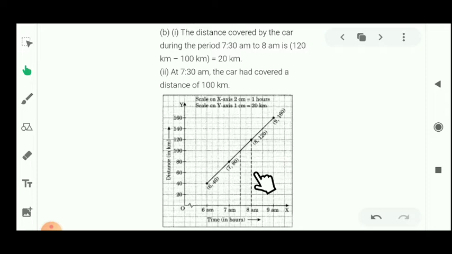And the second part is, at 7:30 am the car had covered a distance of 100 kilometer. You can see 7:30 will be here, and the car travelled at 7:30 till 7:30. How much distance car will be covered? 100 kilometer. You can see from the graph.